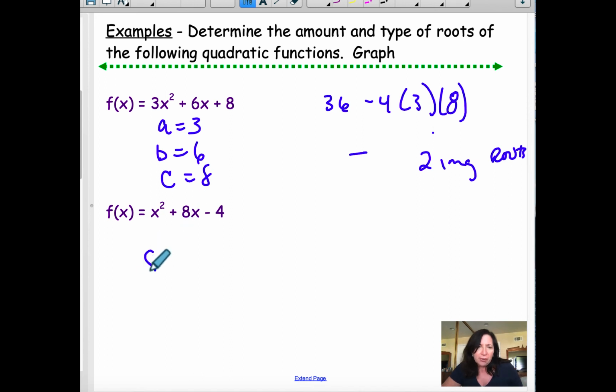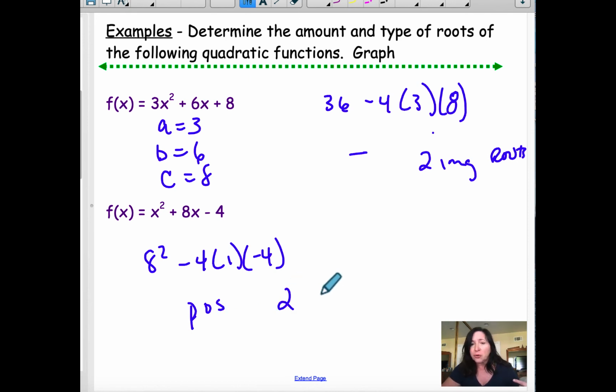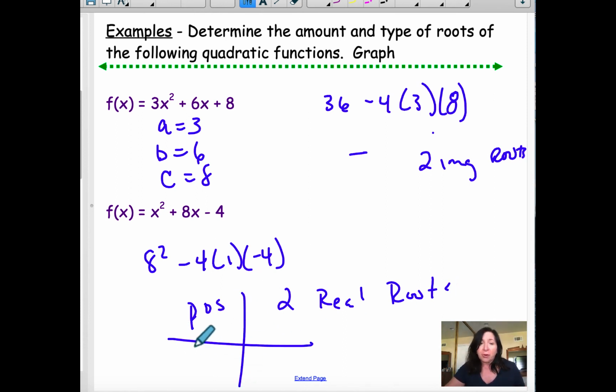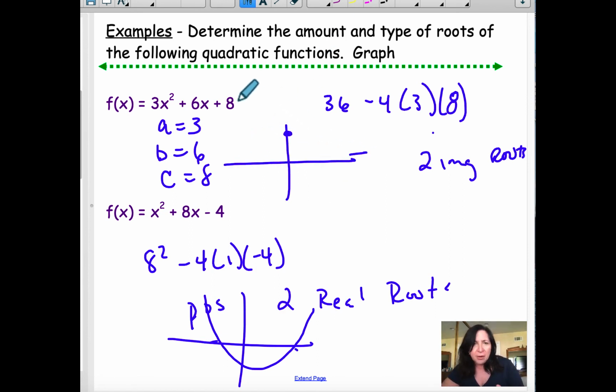For this one, b squared, so 8 squared minus 4ac. So this is 64 plus some number, 16, which is positive. And so this means I have 2 real roots. When I have a real root, it means my graph is crossing the x-axis in 2 different places. For the previous problem, the y-intercept is 8, and my graph doesn't cross because the roots are imaginary. I still have 2 x-intercepts, but they're not real. They're on a different plane, a complex conjugate plane, which we already talked about.